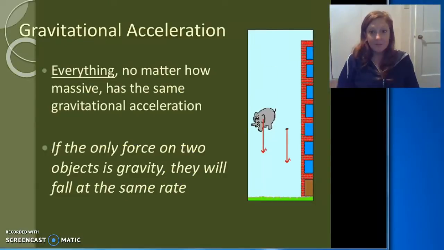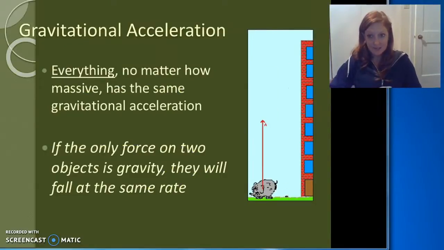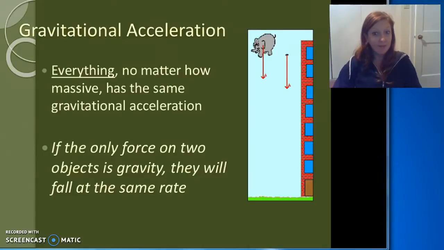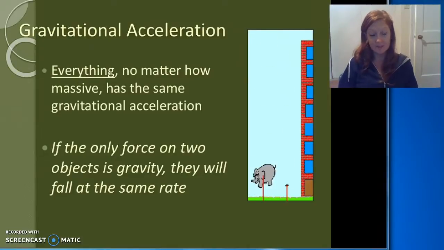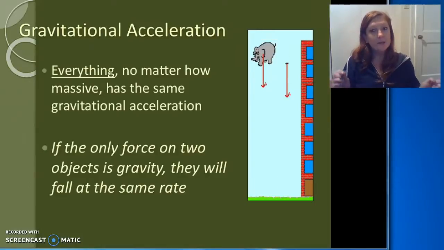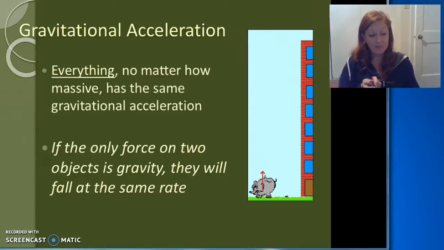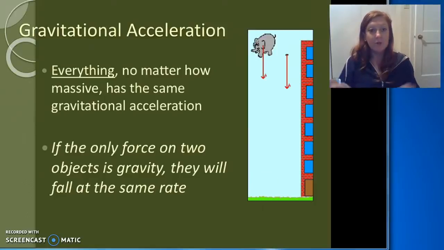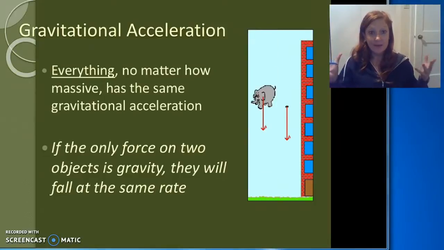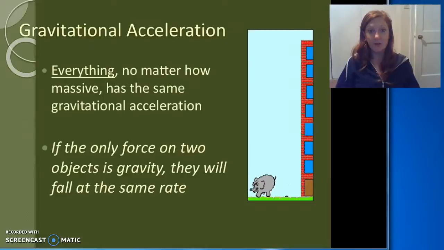So everything, no matter how massive it is, has the same acceleration from gravity. If we don't have air resistance to slow things down, then things fall at the same rate. There is a video you're supposed to watch next about dropping a bowling ball and a feather in a vacuum, and they actually fall at the same rate. They hit the ground, or hit this crate on the bottom, at the same time.